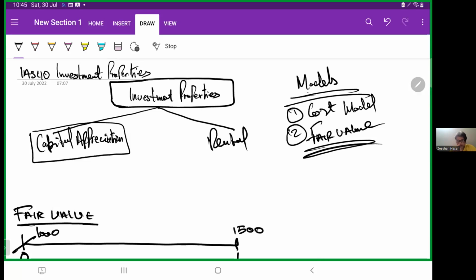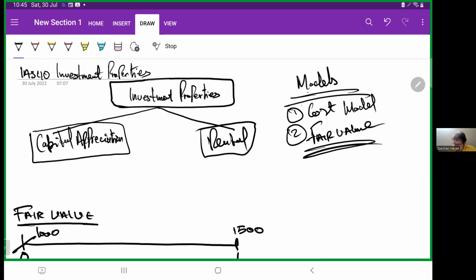Hello, boys and girls. Let's start with the IAS 40 investment properties. We have two types of properties which will come under the head of investment properties. One is properties which we use for capital appreciation purposes. Another is properties which we use for rental purposes. Okay. So, here are the two models which we can use in IAS 40.